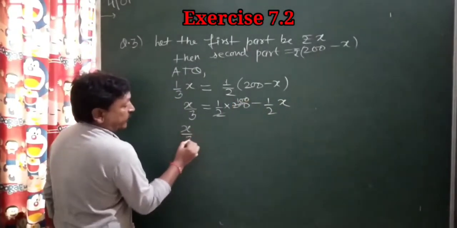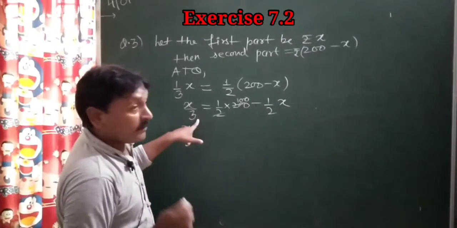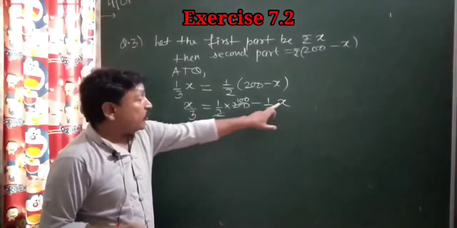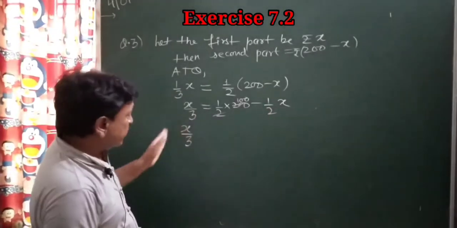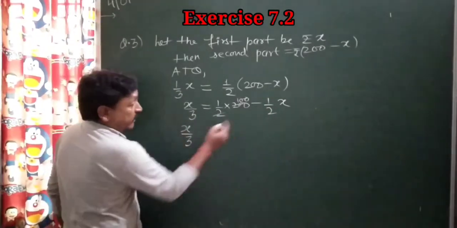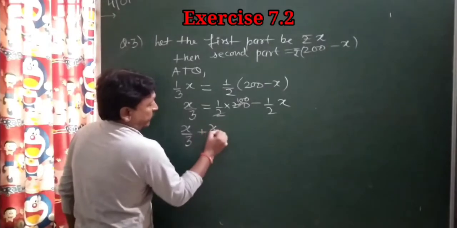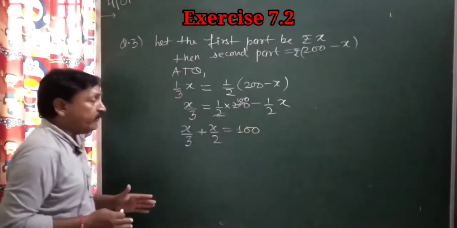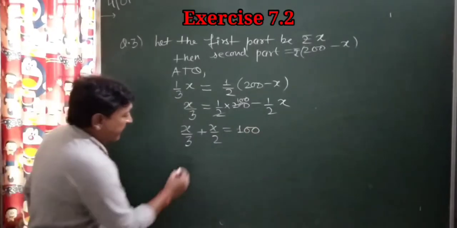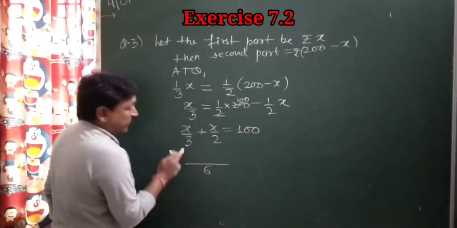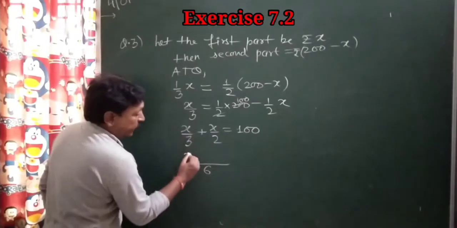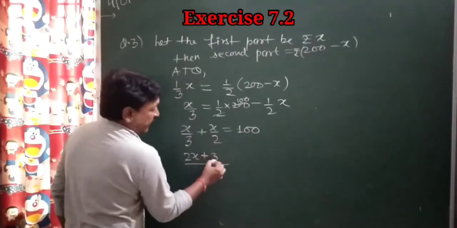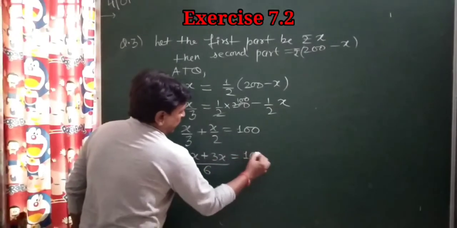What is here? x upon 3. We know like terms are getting added or subtracted. So x upon 2 we have to transpose to the left hand side, 2x. It is negative, it will come in positive. And what is left here? 100. Now we have to solve it, and for that we have to take the LCM. 6. Okay, 3 2s are 6, and 2 into x, 2x. 2 3s are 6, and 3 into x, 3x is equal to 100.